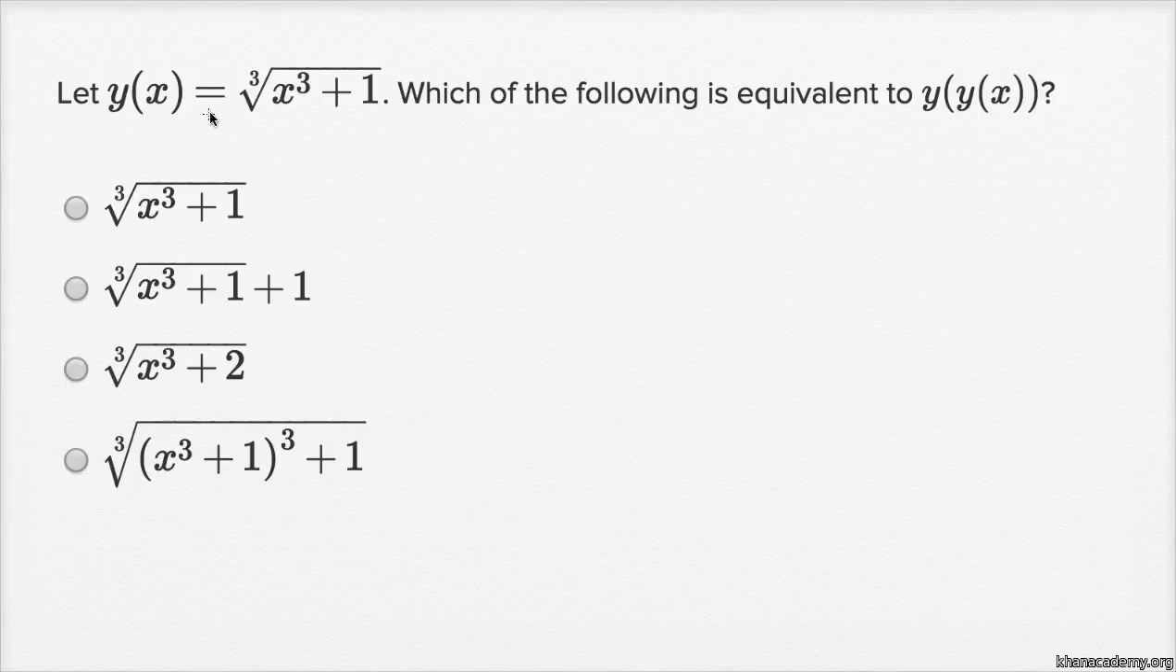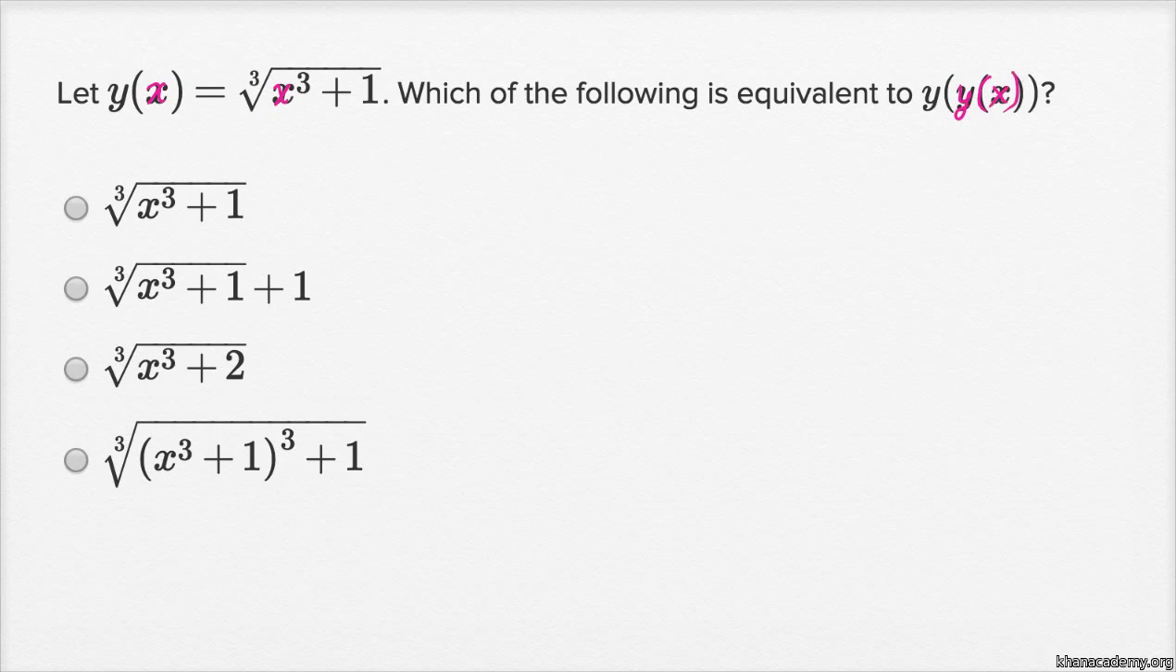Let y of x be equal to the cube root of x to the third plus 1. Which of the following is equivalent to y of y of x? All right, this is going to be fun. So we know that y of x is equal to the cube root of x to the third plus 1. Which of the following is equivalent to y of y of x?